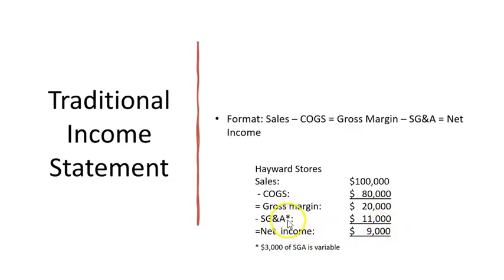Take note as we move to the next slide that this SG&A, for example purposes, will include $3,000 of variable cost.